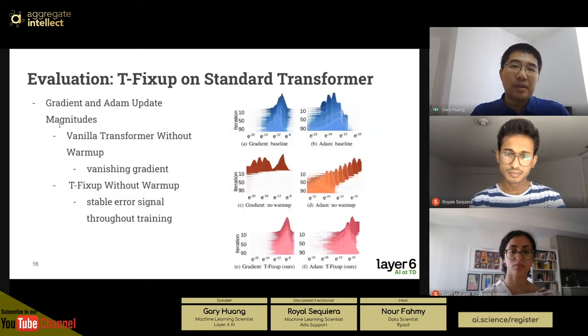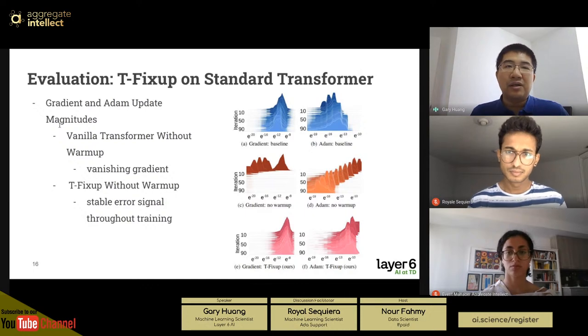Going back to the histogram plots, we add the gradient and the Adam updates histograms of T-Fixup models trained without warmup to the bottom row. Because there is no warmup, Adam updates are large from the beginning of training. But since layer norm is removed, large updates no longer lead to vanishing gradients, keeping both Adam updates and gradients stable throughout training.